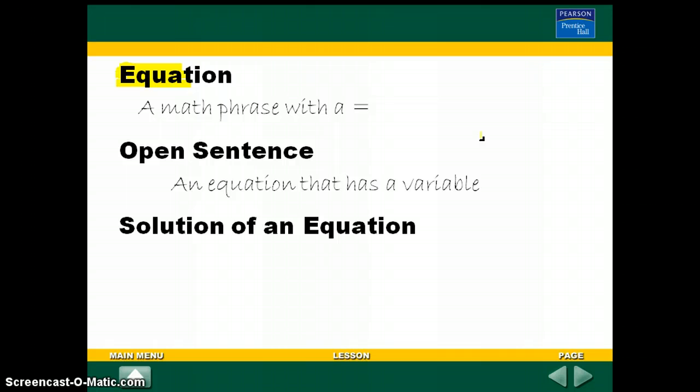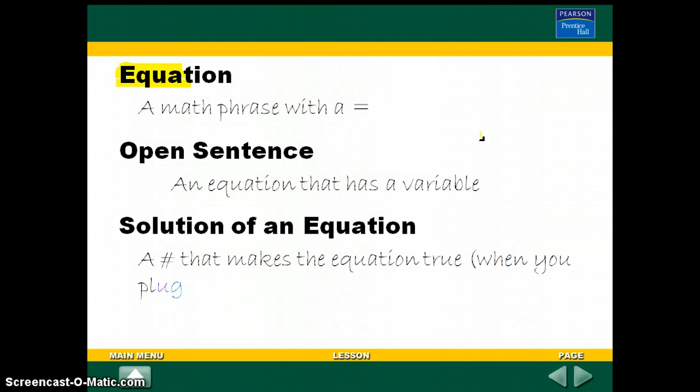And finally is the solution of an equation. Find that one on your sheet. The solution is a number that you plug in for the variable to make it true. So a number that makes the equation true. And the solution can be for lots of things. For example, if I say how many copies do I need to make for fifth hour? Well, the solution is the number that makes it true. So I think there's 21 students in there, so I need to make 21 copies.